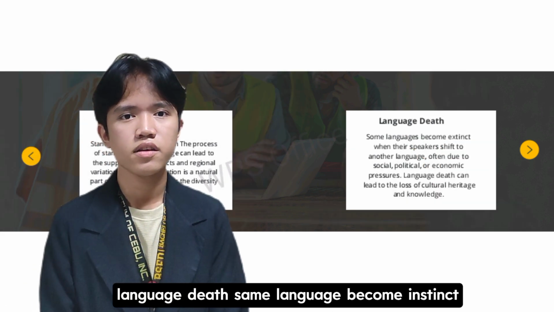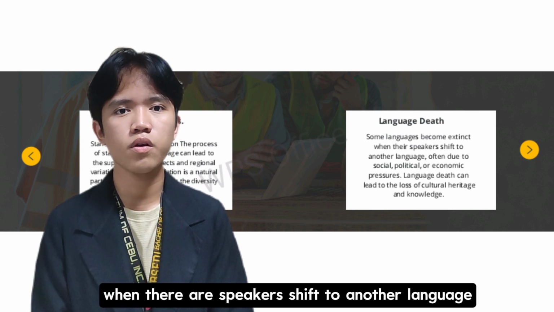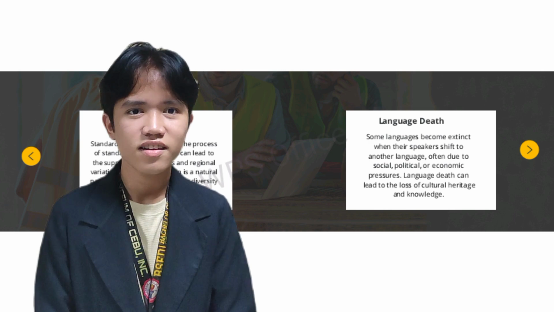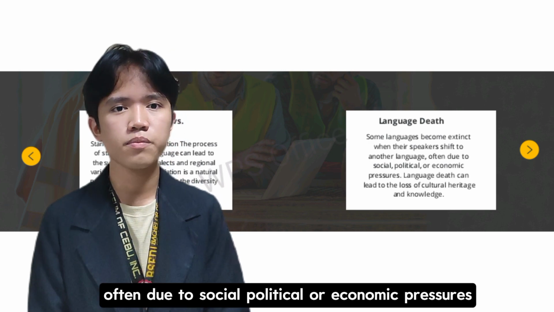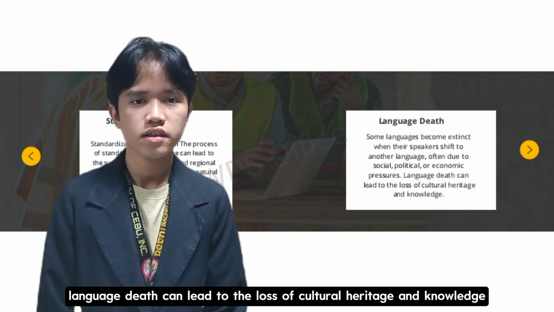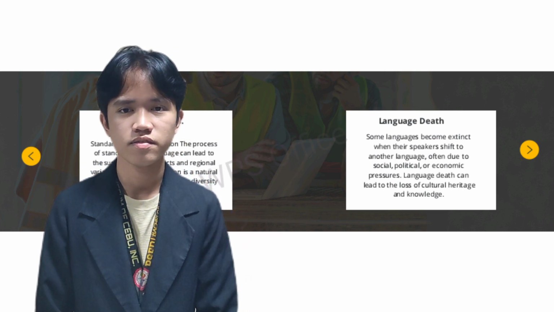Language death happens when a language's speakers shift to another language, often due to social, political, or economic pressures. Language death can lead to the loss of cultural heritage and knowledge.